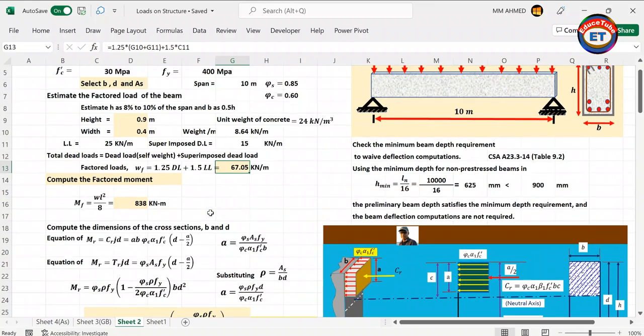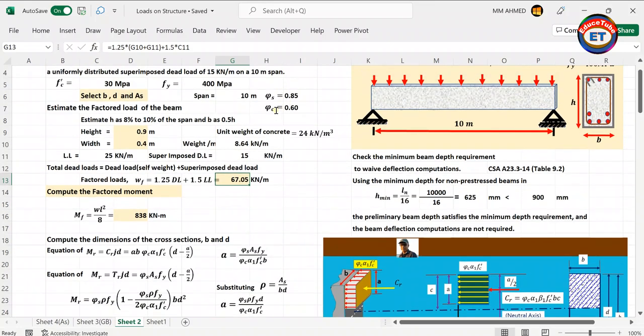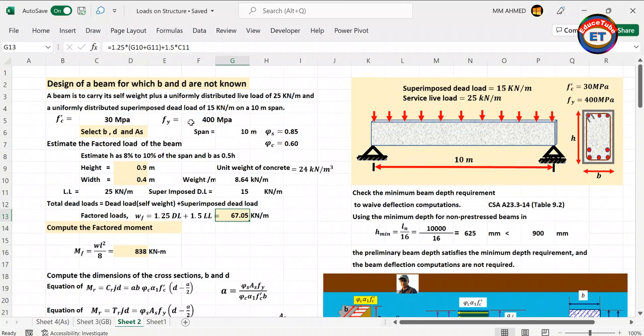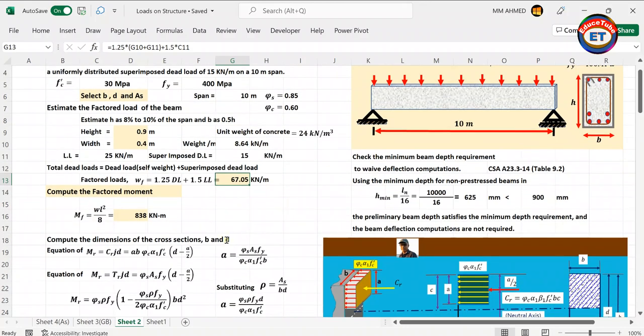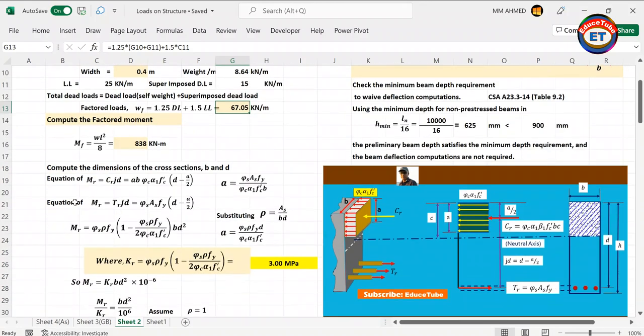And another important thing I also forgot to tell, we are using factored moment resistance. Actually, we are using this to reduce the strength of these two, fy and f prime c. We want to reduce the strength of these two. That's why we use this factored material resistance factor. That is why here it is called factored moment resistance.